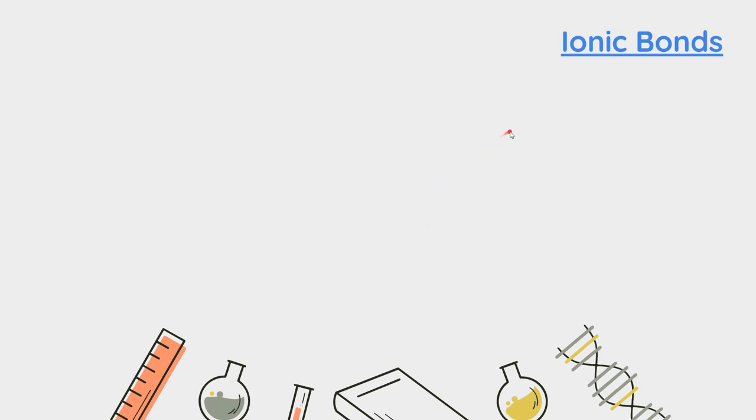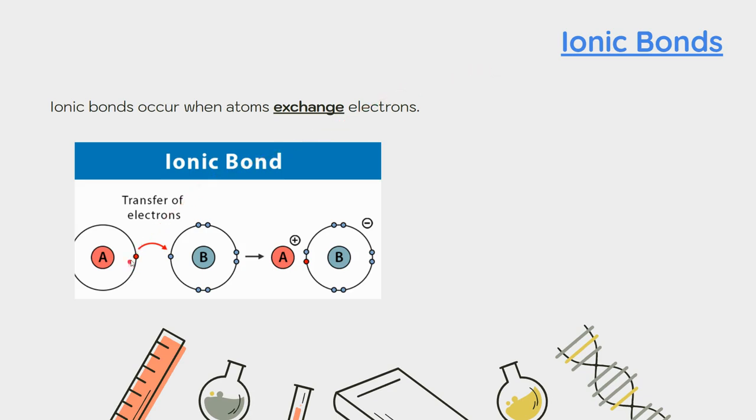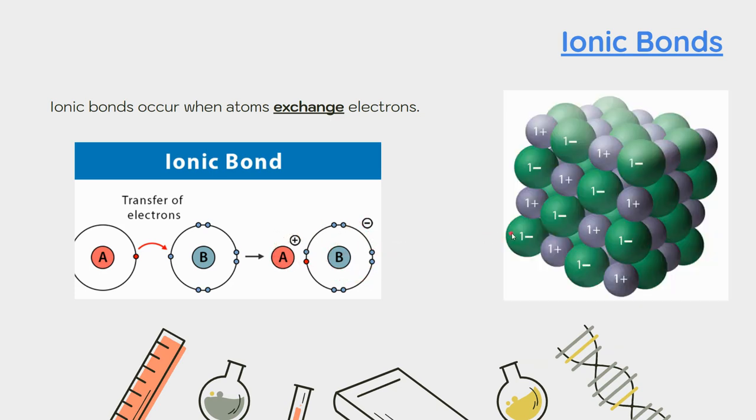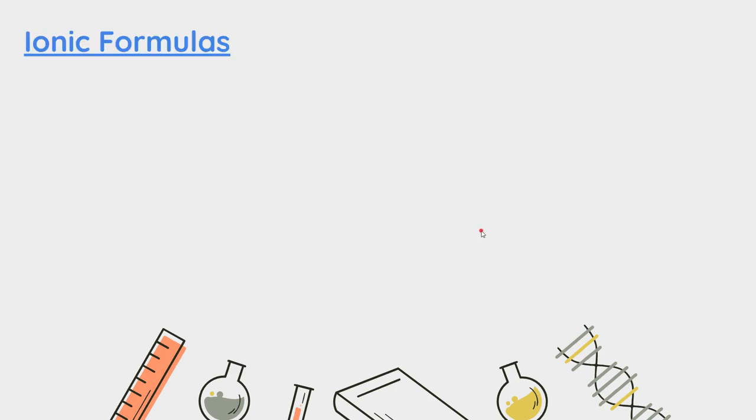All right, last, let's talk about ionic bonds. Ionic bonds occur when atoms exchange electrons. And we can see that happening here. Atom A is giving its electron to B. So A lost an electron and B gained an electron. Now, ionic bonds can form large molecules, but really what we're concerned about is having equal numbers of positives and negatives. And we'll see how that looks in just a slide.